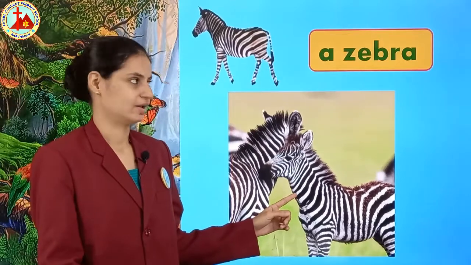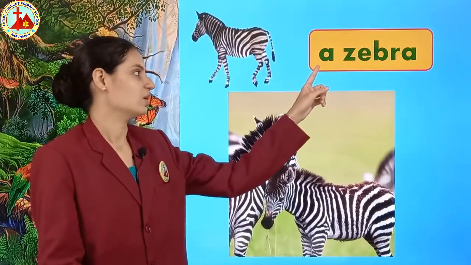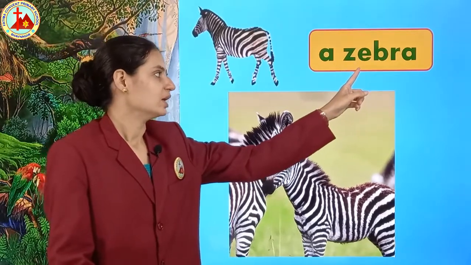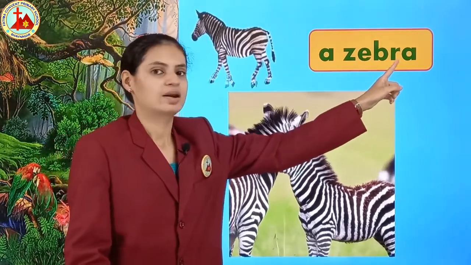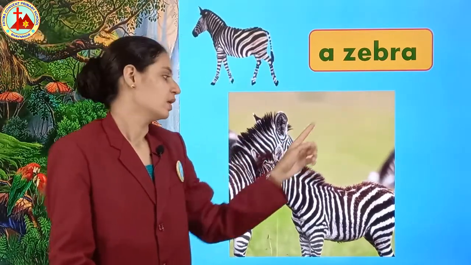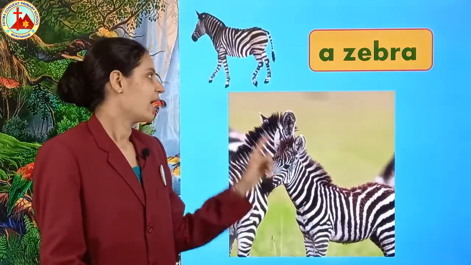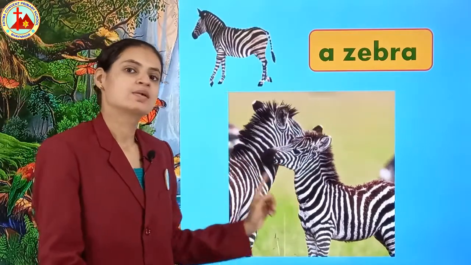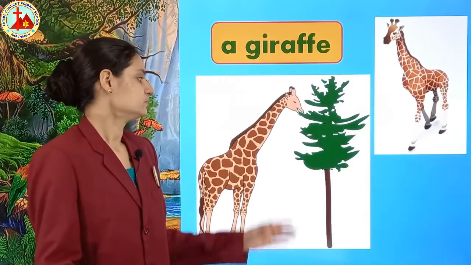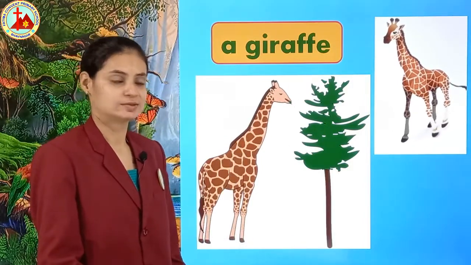Zebra. Yes, let's read the spelling of zebra. A Z E B R A. Zebra. A zebra. Zebra has black and white stripes on its body. Now let's move ahead. Which animal is this?